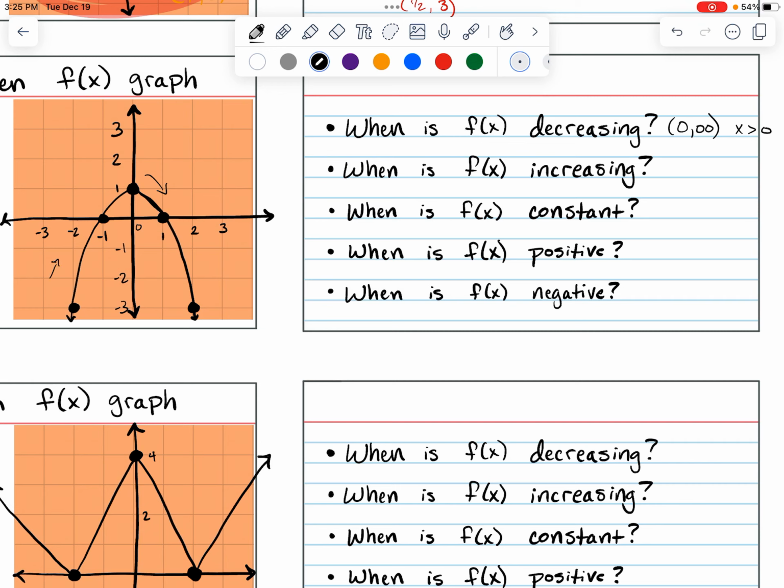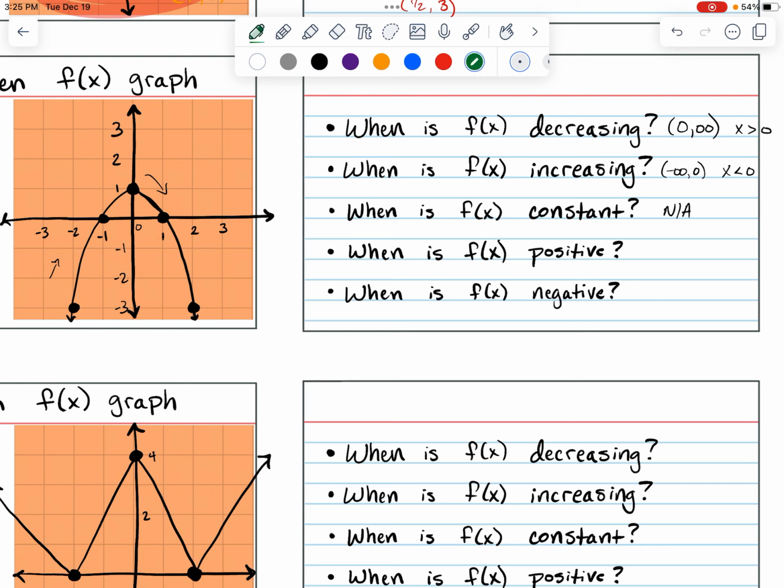When is f of x increasing? Well, f of x is increasing on this side. That is climbing the hill of this mountain for that parabola. And that's going to be the opposite. So from negative infinity to 0, or when x is less than 0. When is f of x constant? So there is no time here when f of x is constant. We're just going to put "not any" there for that.